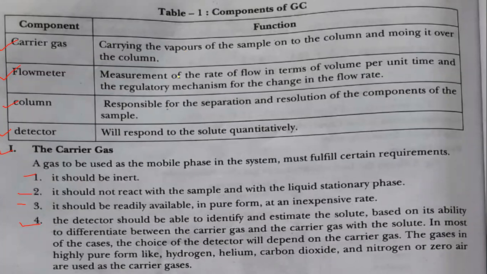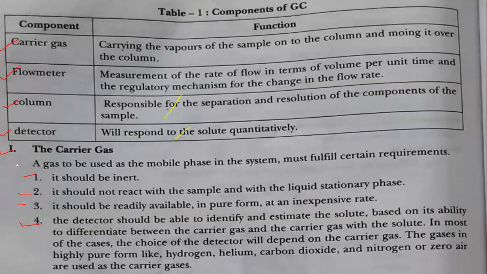The flow meter is there to regulate the flow of the mobile phase through the column. The column is responsible for the separation and resolution of the components of the sample. Then the detector will respond to the solute quantitatively, so the function of the detector is only detection. We'll now see the carrier gas first: what are the basic requirements that a carrier gas should fulfill to work as a better carrier gas?